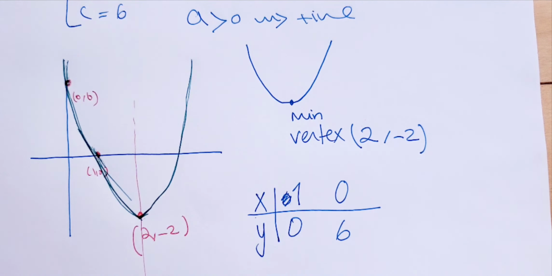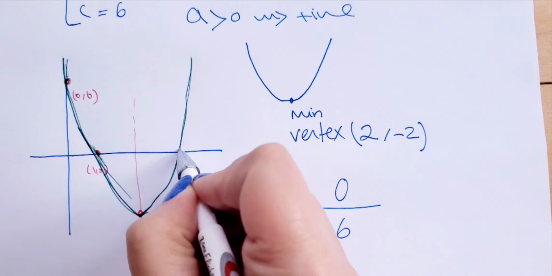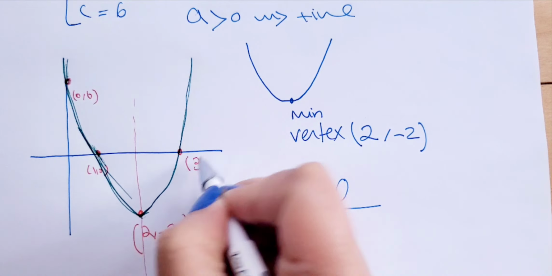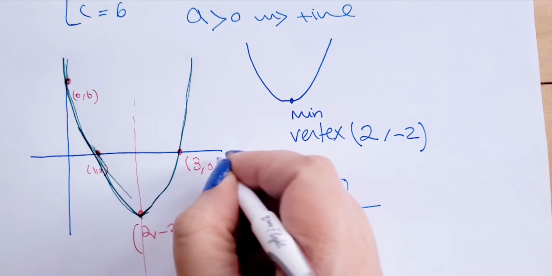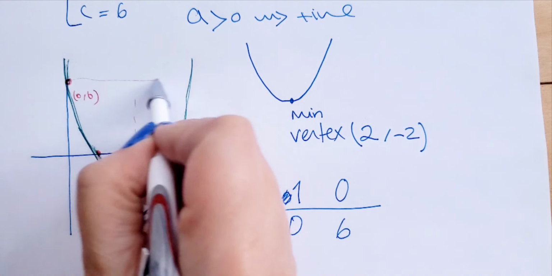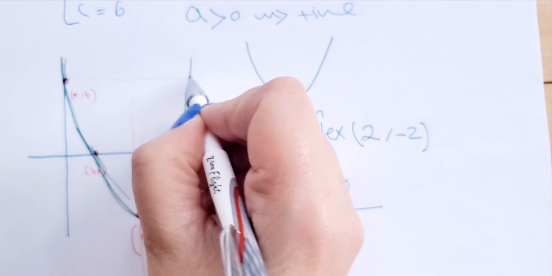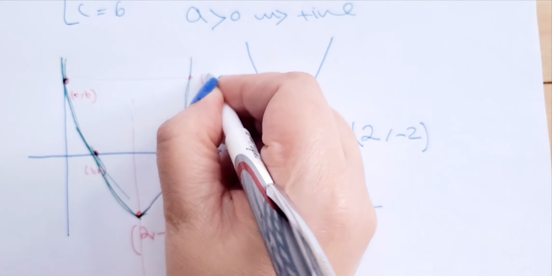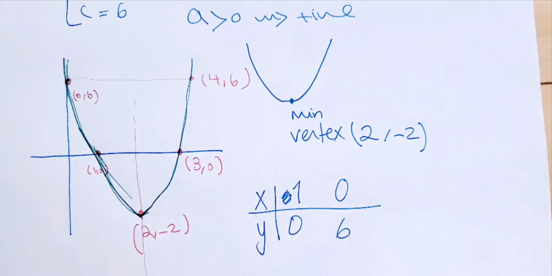And if you want to calculate these points, these 2 points would be exactly at (3, 0), and this point, which is similar to this, would be located at (4, 6).